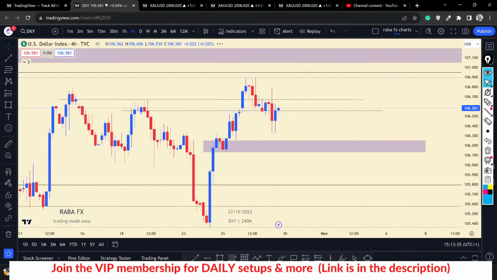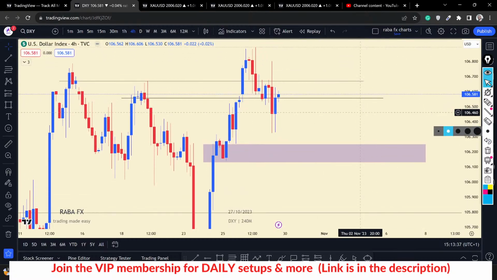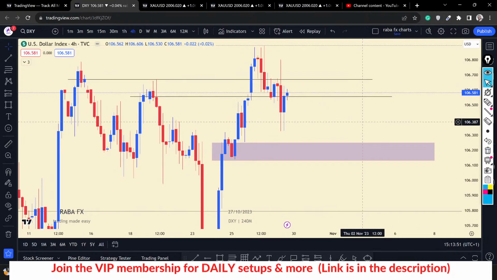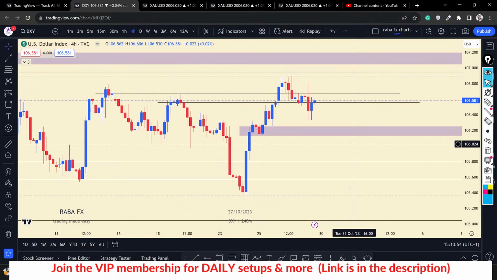So we want to see this level go. Okay, this opening price, a break above that, then we have a setup here. When price comes here, you take your trades. Okay, so it's always good to trade the expansion leg instead of taking the retracement.